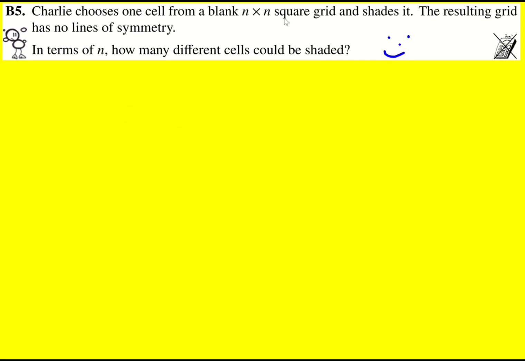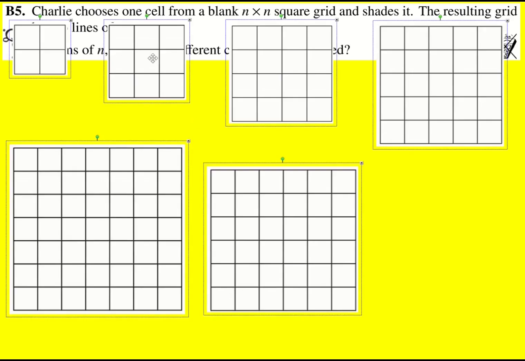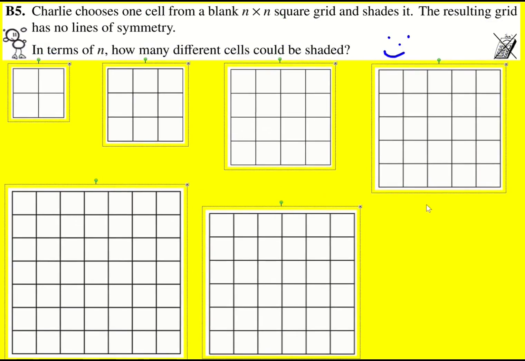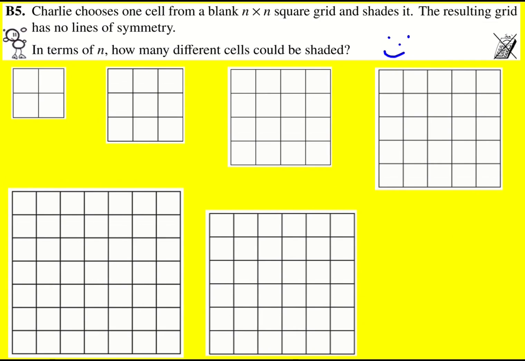Because we've got an n by n square grid. We're going to shade one square in, and we want to know how many different squares we could shade in, one at a time, that would lead to there being no lines of symmetry in the shape, basically in the square. So let me give you an example.